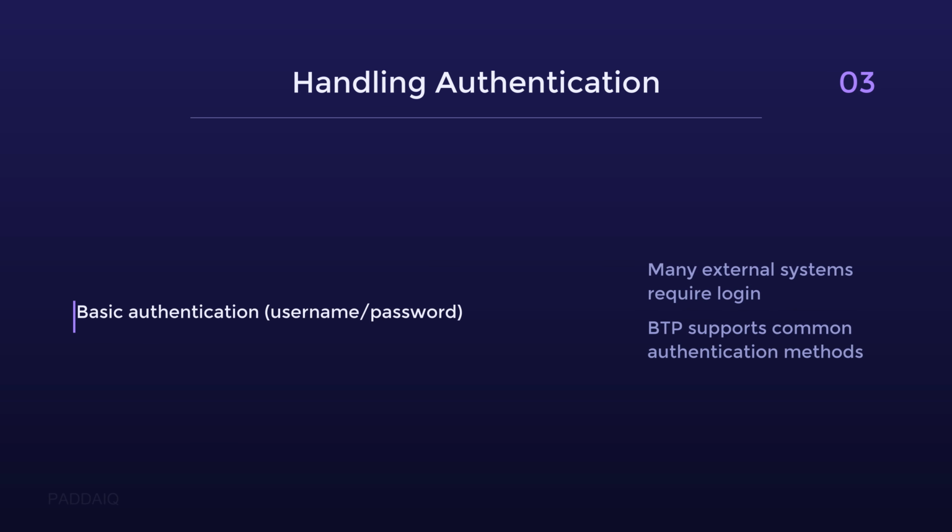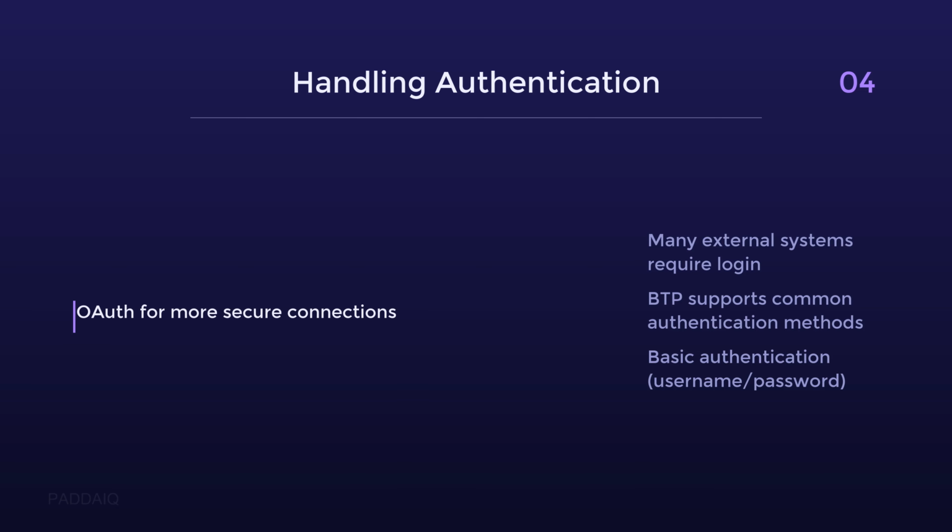Basic authentication, username password. This method uses a simple username and password pair to verify identity. For example, when you log into the SAP BTP cockpit, you enter your credentials to gain access. It is a straightforward and widely used approach for securing initial entry to systems.